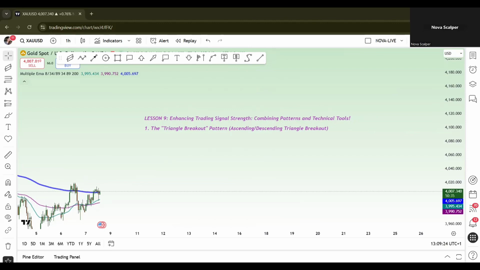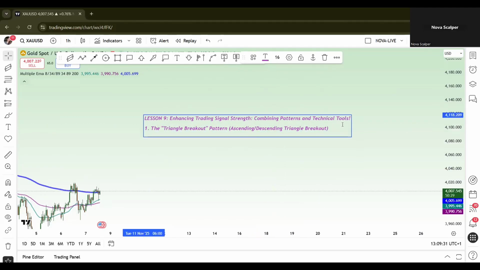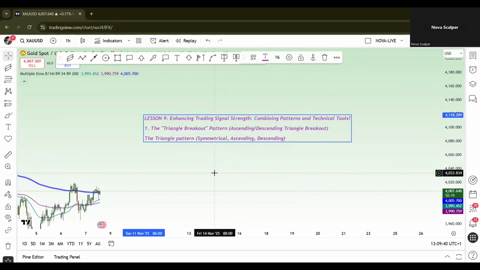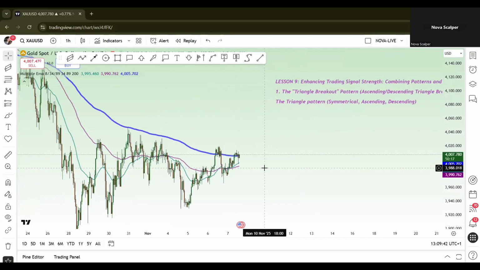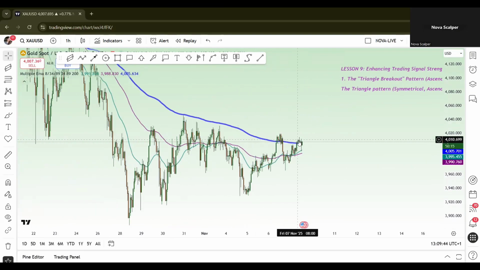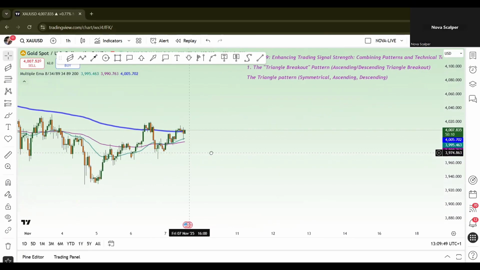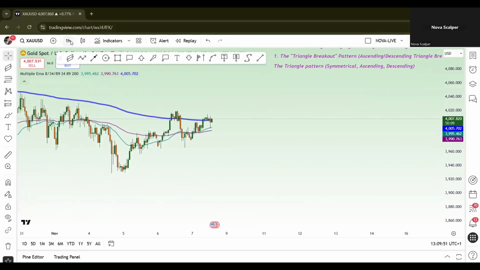And we will have three types of triangle pattern to be used in today's lesson: symmetrical, ascending, and descending. The first thing is that we need to identify them on the real trading chart. Like this one, you can see that gold price in the 1 hour time frame is forming higher lows at the moment, right?